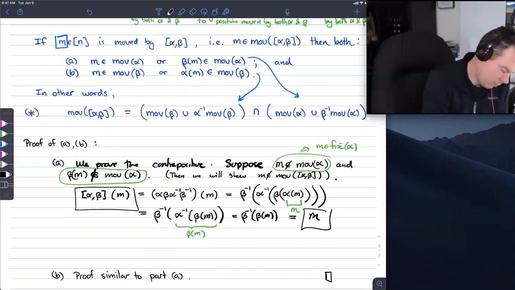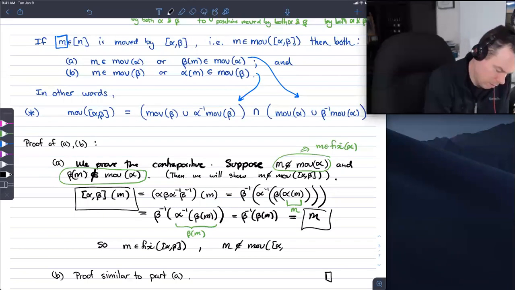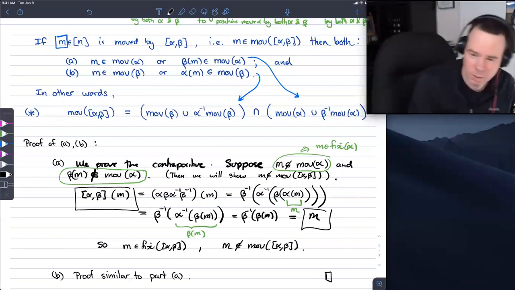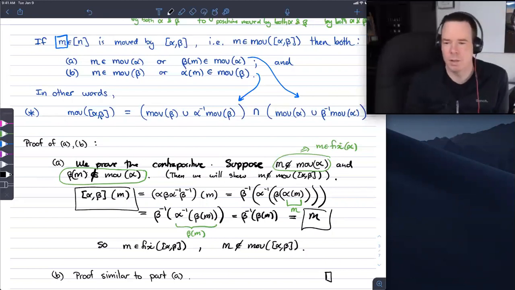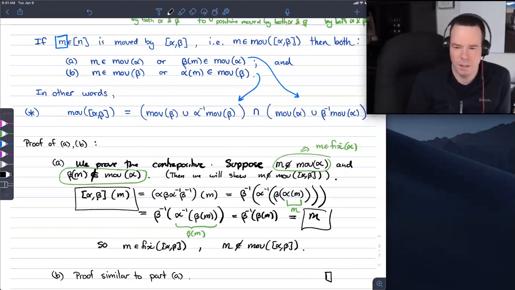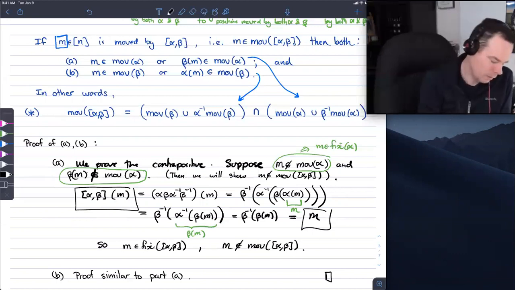It doesn't move it. So m is in the fixed set of alpha beta, or in other words, m is not moved by the commutator alpha beta. And so that's the contrapositive. We wanted to show that if it was moved by the commutator, then it had to have been in either the move set of alpha or beta of m had to be in the move set of alpha. So we did the contrapositive. We assumed that it wasn't in either, and therefore it's also not in the move set of the commutator. So the commutator doesn't touch it, leaves it alone.